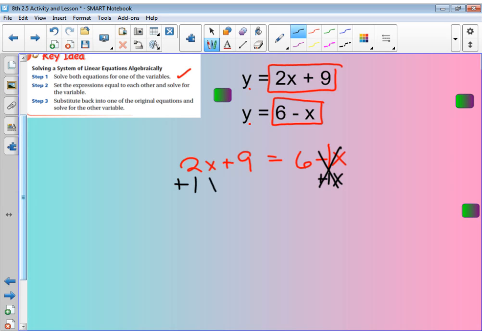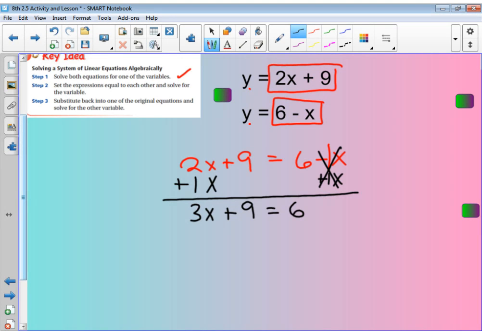Plus 1x. And remember, it doesn't matter which x you move in most cases. It's just preference. If I have a negative over a positive, I'll get rid of the negative because I know when I go to the other side, it does the opposite. Okay, so now I've got 2 plus 1 is 3x plus 9 equals 6.